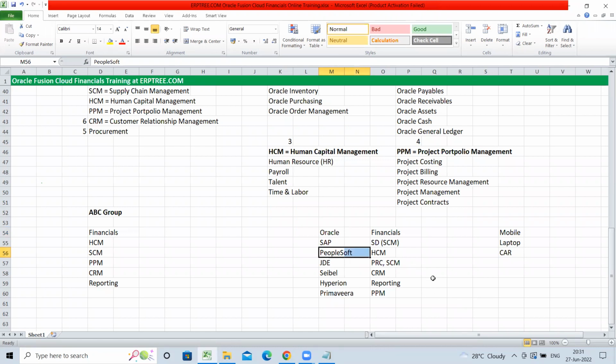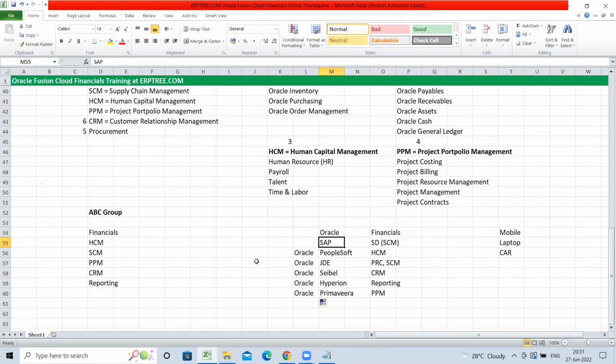So what Oracle did is, Oracle acquired all these except SAP. Oracle acquired PeopleSoft. Now PeopleSoft became Oracle PeopleSoft, and Oracle acquired JD, JD Edwards. Oracle acquired Siebel. Siebel became Oracle Siebel. Oracle acquired Hyperion. Hyperion became Oracle Hyperion. They acquired Primavera also. Primavera became Oracle. And this Oracle product is their own product. Now, except SAP, many other products they acquired.